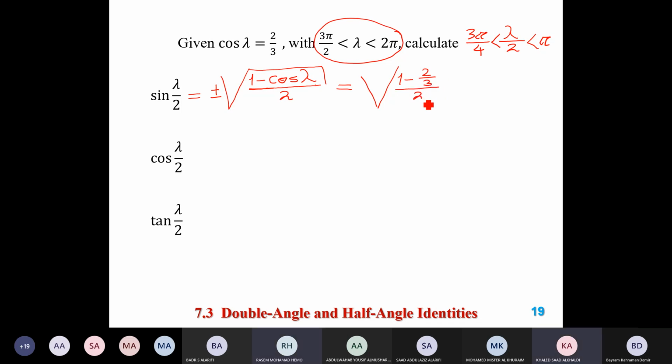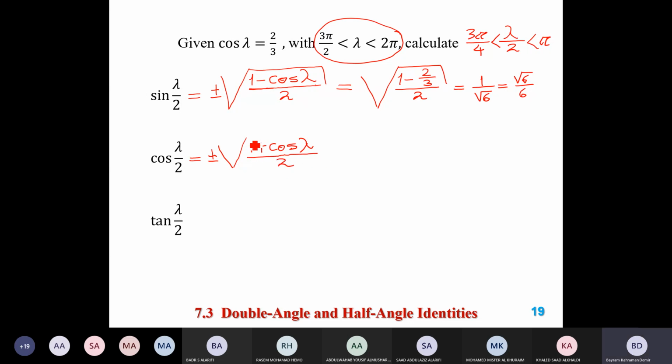First quadrant. It is in the second quadrant, Shabab. Okay, so 1 over √6. So it is √6 over 6. And now I guess you are now able to solve for cosine, Shabab. 1 plus cosine lambda over 2.